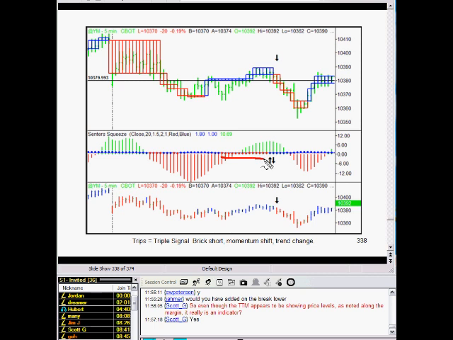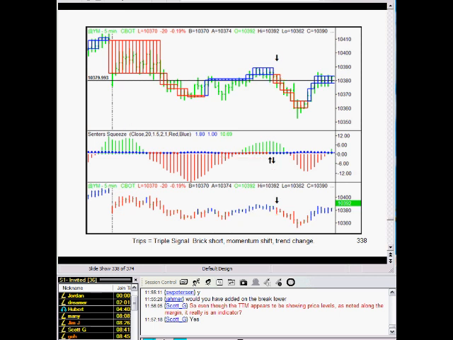Here's the red dots. It signaled off a histogram right here as higher. The very next histogram is lower. It's just like a weaker version of a total momentum shift. So you had that happen first. At the same time you had that happen, you went from a blue TTM to a red TTM right here. Same time you had a brick short right here. You guys got that?